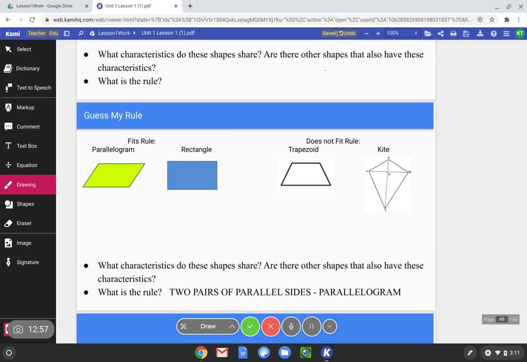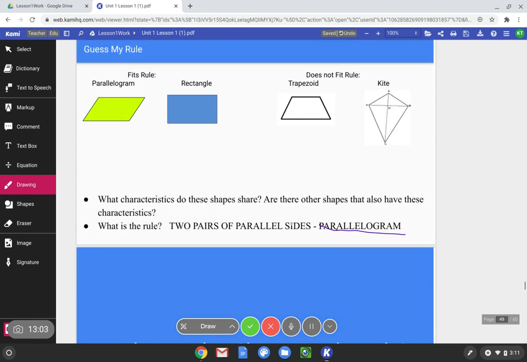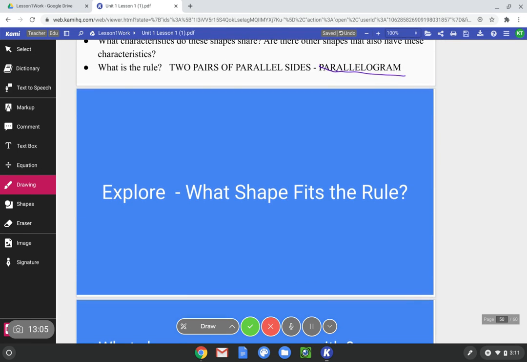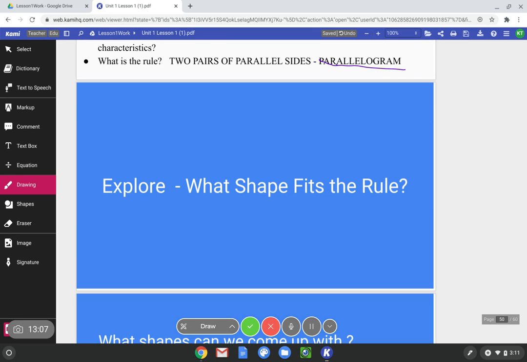There it is. So the rule was two pairs of parallel sides, a parallelogram. Good job, y'all. Okay. So now we're going to do kind of the same game, but we're switching it up. We're going to give you the rule and you're going to say what shape fits the rule. So we're doing the opposite of the game that we just did.